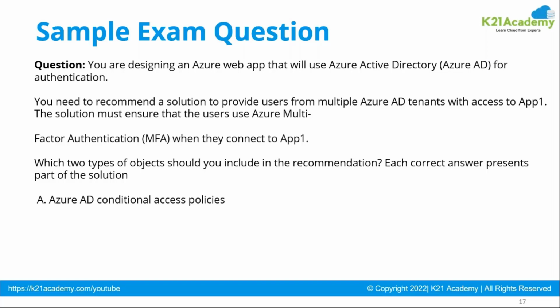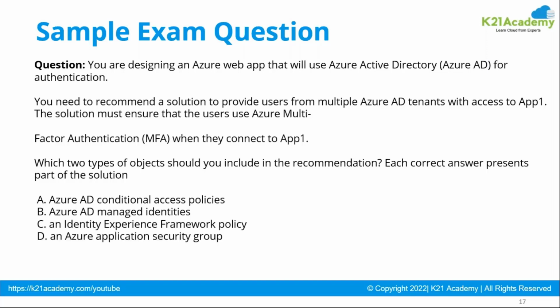So Azure AD conditional access policies, that is your choice 1. Choice 2, Azure AD managed identity. And choice 3, an identity experience framework policy. Okay, so you will be creating a policy and then assigning it to the users. Or choice 4, an Azure application security group.